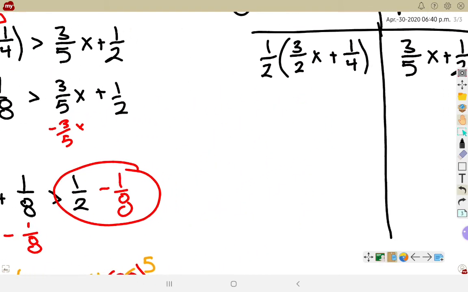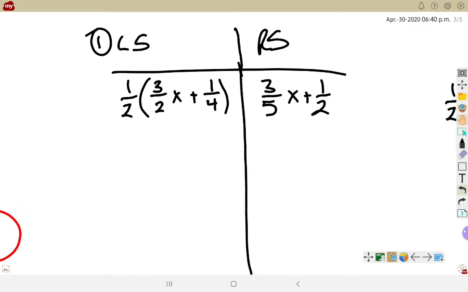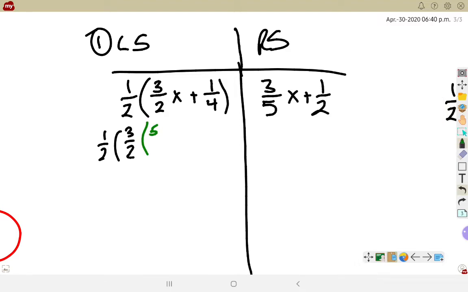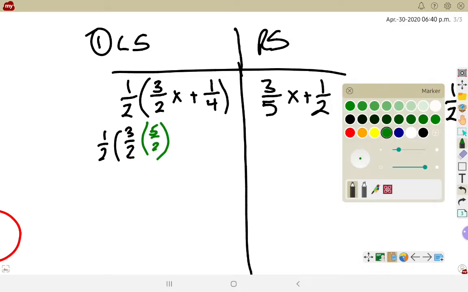Okay, now check the boundary point. This is where it's tough if your answer is a fraction. So I'm going to put it back in. So we had that boundary point of 5 over 2. So I'll work with the left side first. Okay, so instead of x, I fill in 5 over 2.